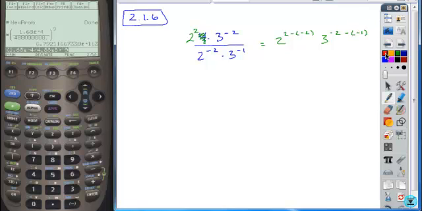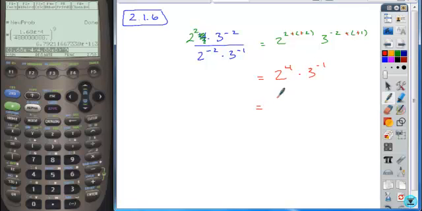And so if you simplify what you have here, minus and minus becomes a plus. So you have 2 to the 2 plus 2, which gives you 2 to the 4th. And then you have 3 to the negative 2 plus 1, which is negative 1.